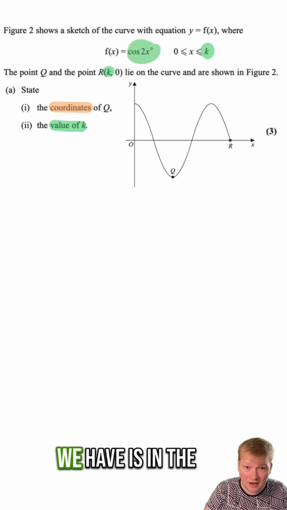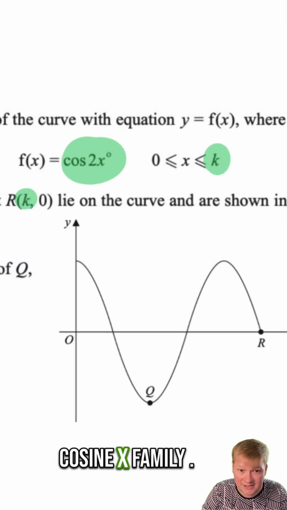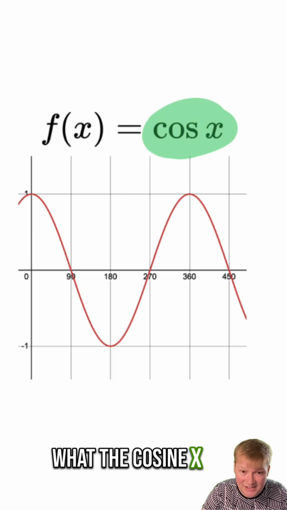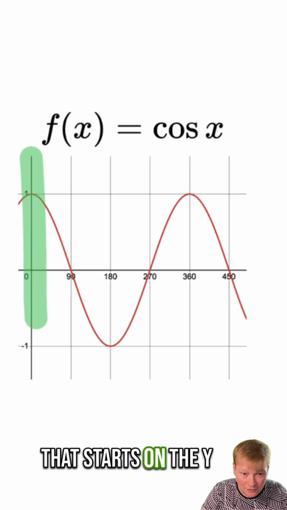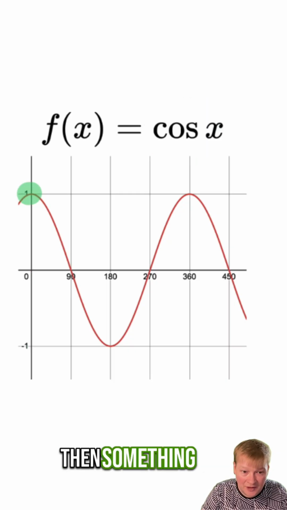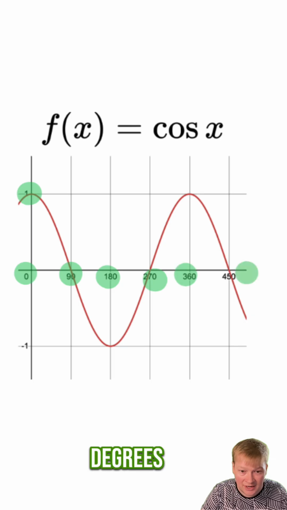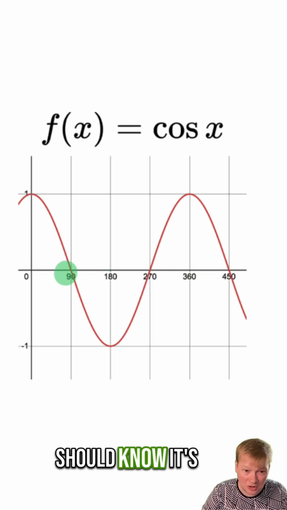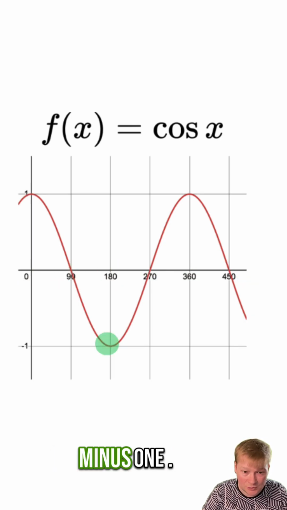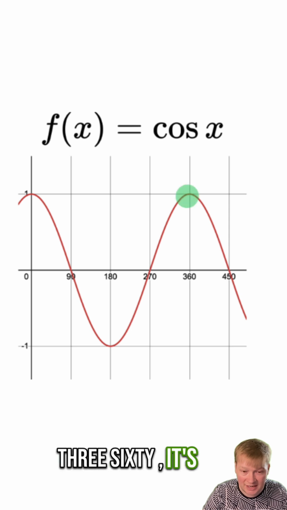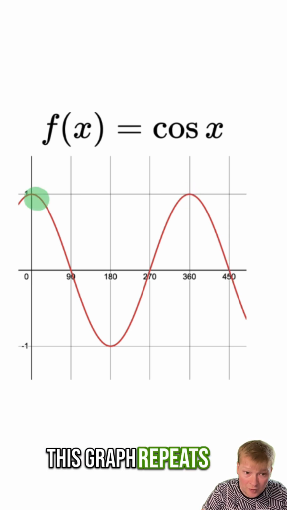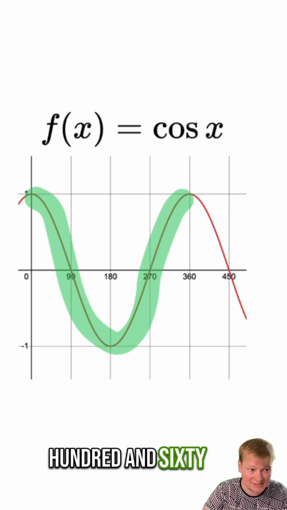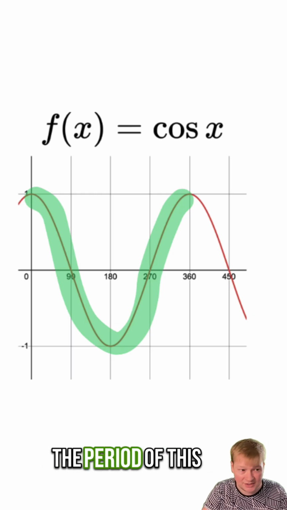So the graph that we have is in the cosine x family. You should know what the cosine x graph looks like. That starts on the y-axis at 1, and then something interesting happens every 90 degrees. So at 90, you should know it's 0. At 180, it's -1. At 270, 0. 360, it's back to 1, and so on. This graph repeats itself every 360 degrees. That's what we call the period of this graph.